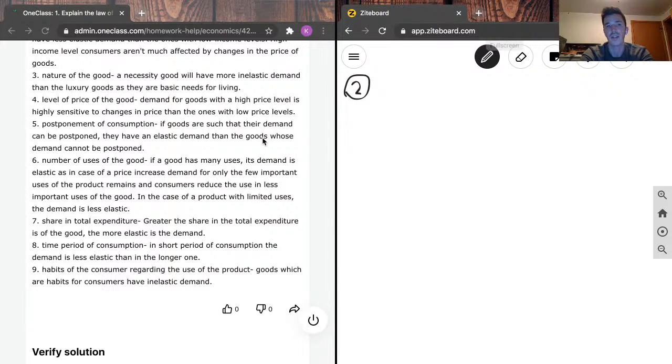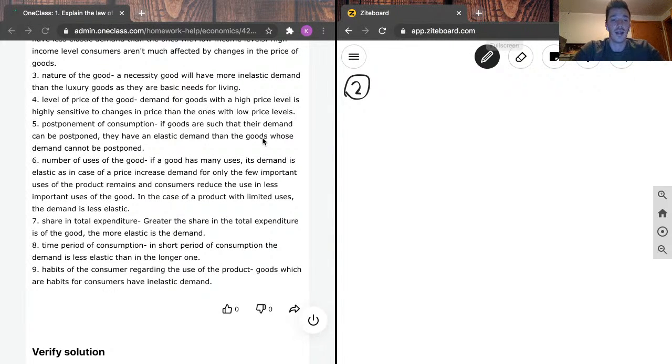Number six, number of uses of the good. If a good has many uses, its demand is elastic. As in case of a price increase, demand for only the few important uses of the product remains, and consumers reduce the use in less important uses of the good. In case of a product with limited uses, the demand is less elastic.